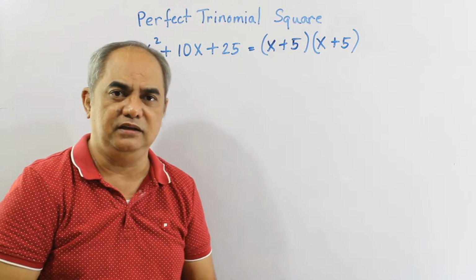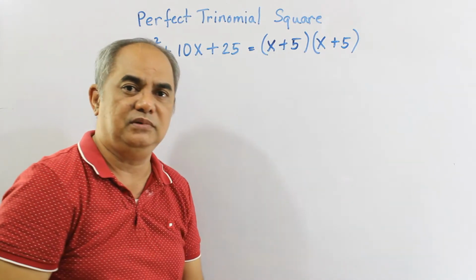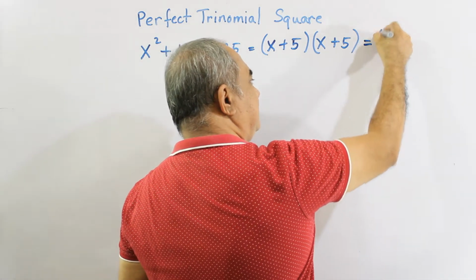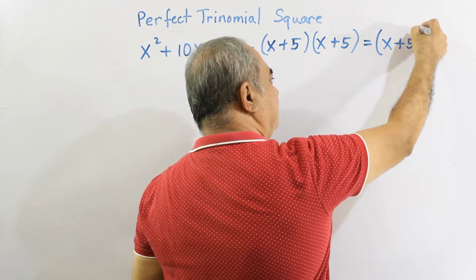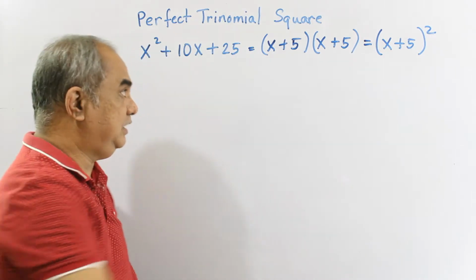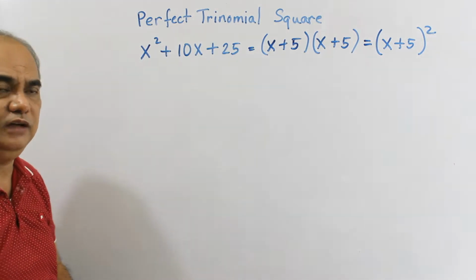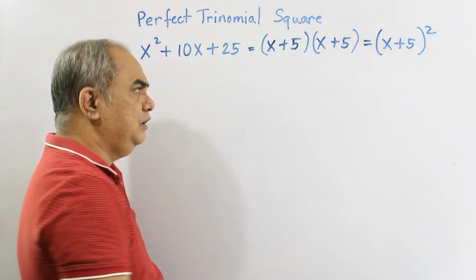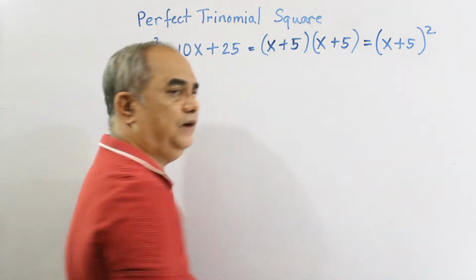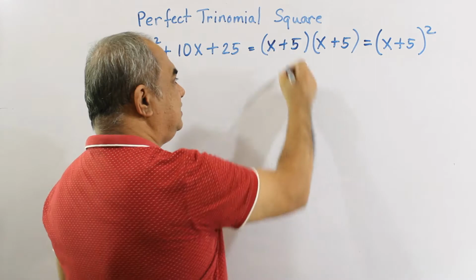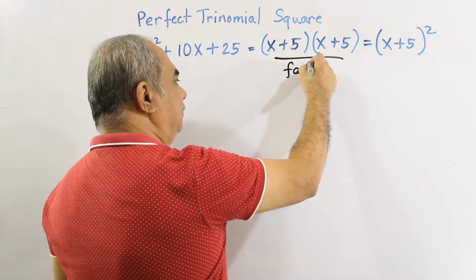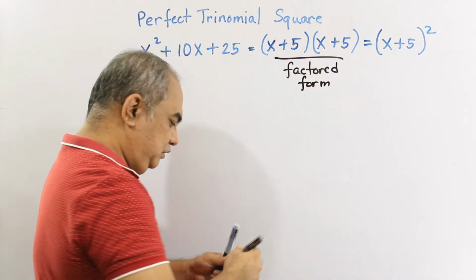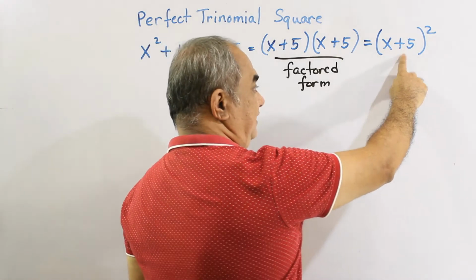And you will notice one thing, that these two factors are the same. So instead of writing this, we're going to write the final answer as x plus 5, and you put the square here, because they are the same. That is why this kind of factoring is named perfect trinomial square, because this is a perfect square. Now, if you ask me which of these two will be your final answer? Remember that this part here is only the factored form, but your final answer should be expressed like this.